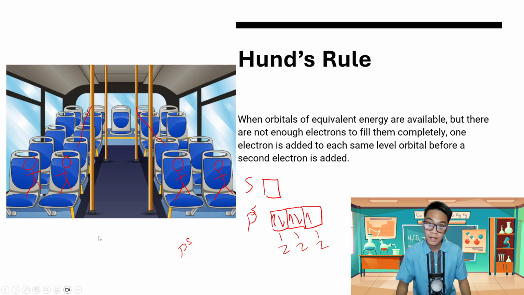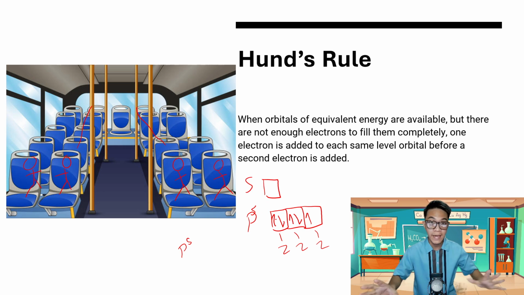The second principle is the Pauli exclusion principle. As I've shown here in our example, two electrons within the same orbital can't have the same spin. It should be in opposite directions, which is represented by half arrows. So it's one up and then the other is down. So that's it. And Hund's rule states that we should occupy all the empty seats first before we start to sit beside another electron.